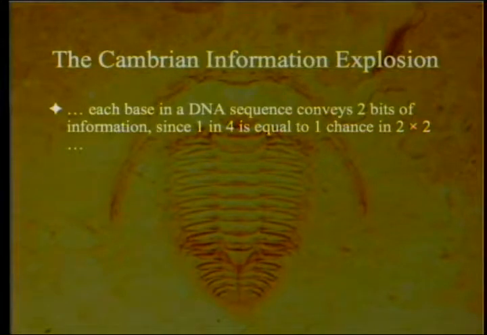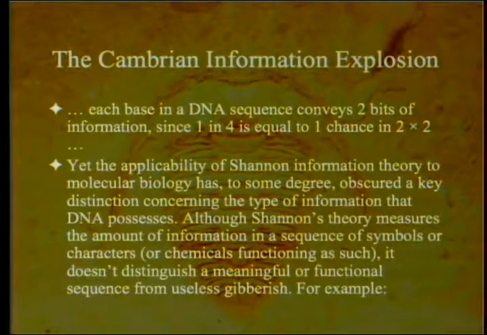Each base in a DNA sequence conveys 2 bits of information, since 1 in 4 is equal to 1 chance in 2 times 2. Yet the applicability of Shannon information theory to molecular biology has to some degree obscured a key distinction concerning the type of information the DNA possesses. Although Shannon's theory measures the amount of information in a sequence of symbols or characters, or chemicals functioning as such, and by the way, there's another, Kolmogorov information, which is close to the same thing as Shannon information, with a slightly different twist.